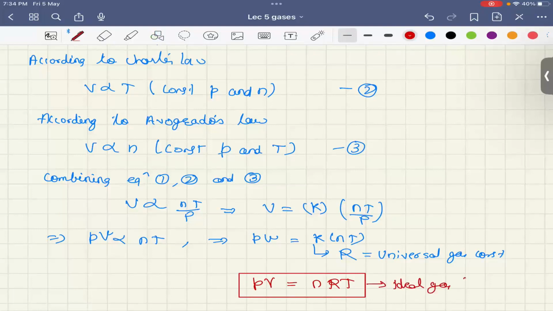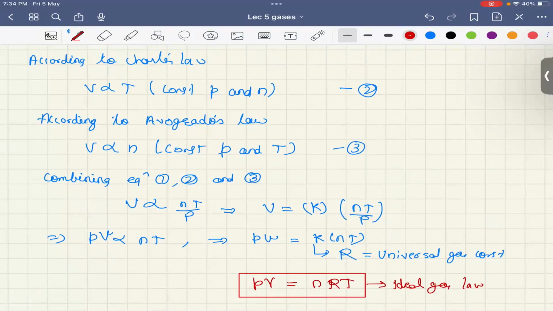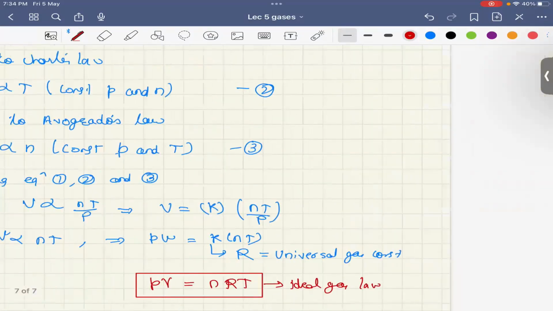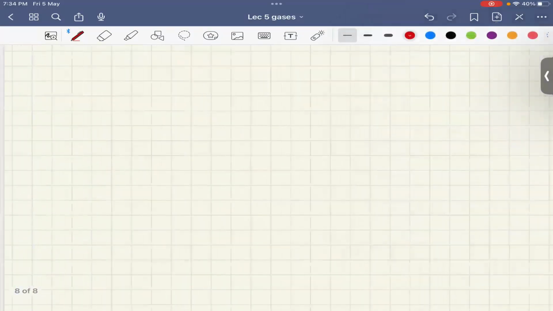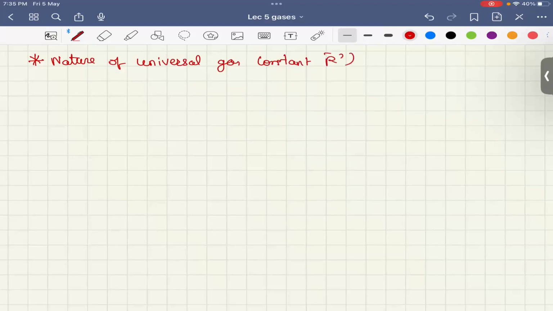Or ideal gas law, right? And the value of R is going to be, so there are many values of R which we have. Thus R represents, right? So let us understand the nature of this R, the nature of the universal gas constant, which is R. Okay, so we know that PV is equal to nRT, right?